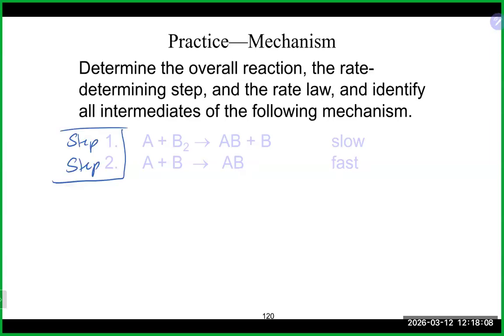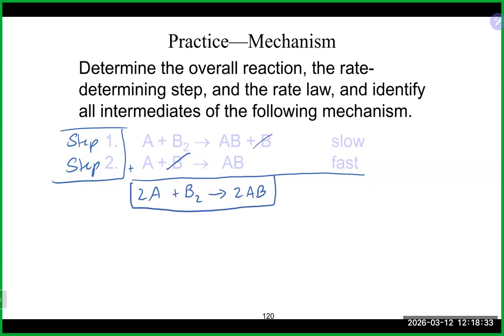Let's take a look. We'll start with the overall reaction, which is simply adding these two steps together. In this case, it looks like B should cancel, and I think that is it. So that's going to give us a 2A on the left plus a B2 there. On the right-hand side, we got a couple of ABs, so that's our overall reaction that's happening here.